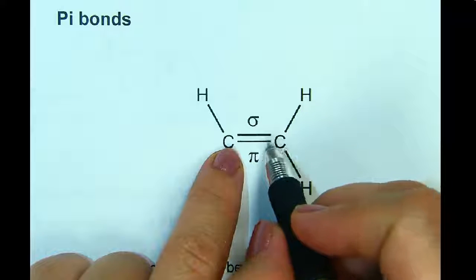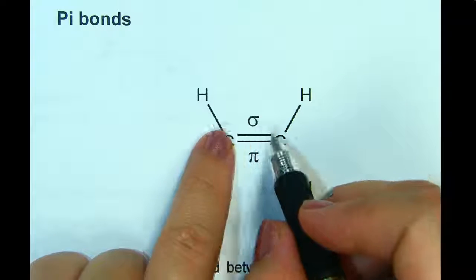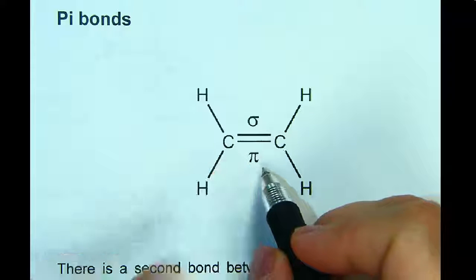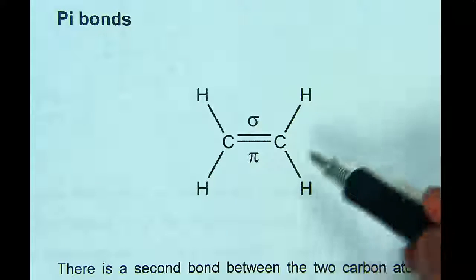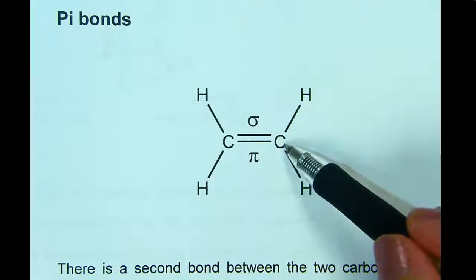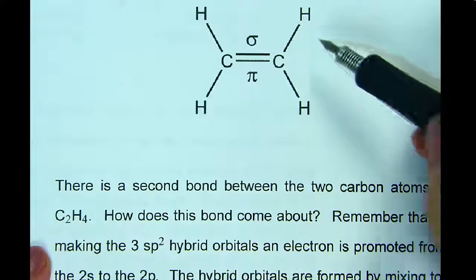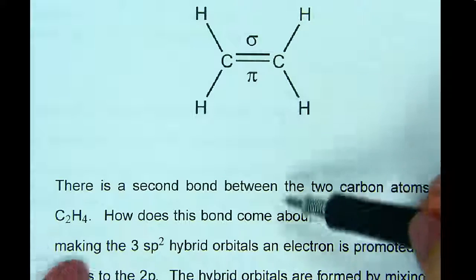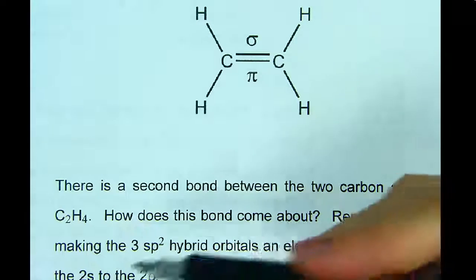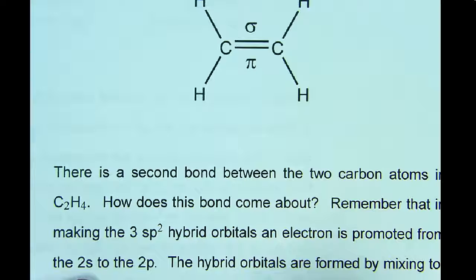So one of these 2 is a sigma bond and the other one is going to be called a pi bond. There's a second bond between the 2 carbon atoms in the C2H4. How does this bond come about? Remember that in making the 3 sp2 hybrid orbitals, an electron is promoted from the 2s to the 2p. The hybrid orbitals are formed by mixing together 1 2s and 2 2p atomic orbitals.